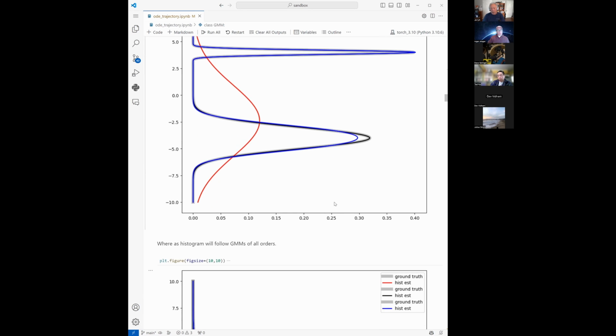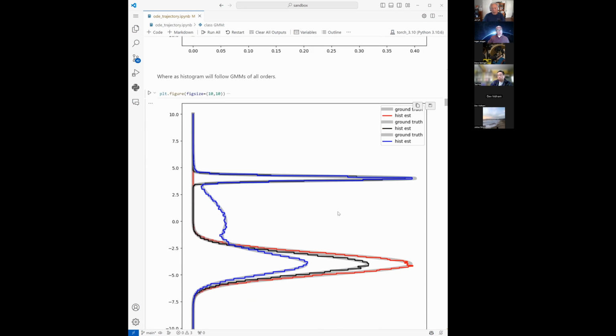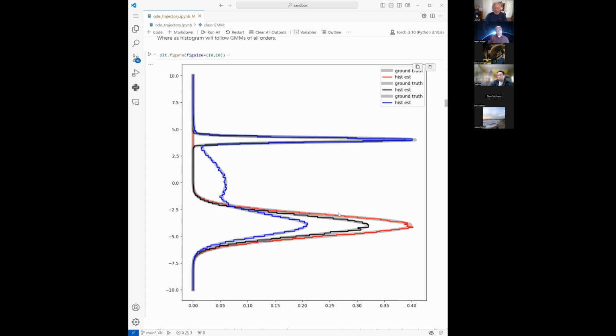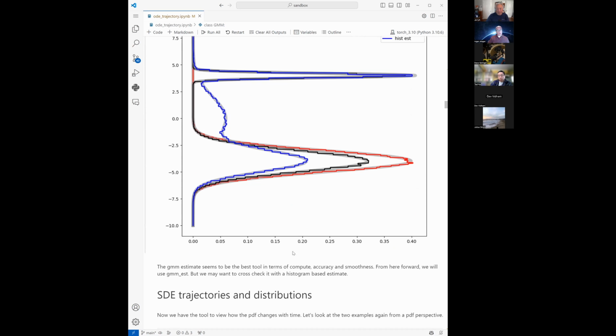On the other hand, if I bump up enough data and enough bins on the histogram, you can see that it follows. I did three different types, I think a first order, second order, and third order Gaussian mixture model that I was trying to fit, and the histogram catches it every time. So in some ways the histogram is a better tool, but it's a little more awkward and noisy to look at. So through the rest of it, I use a Gaussian mixture model with a parameter fit.